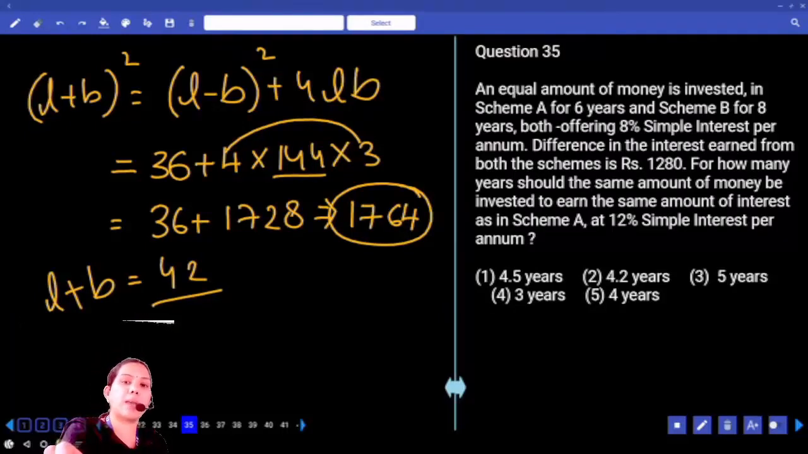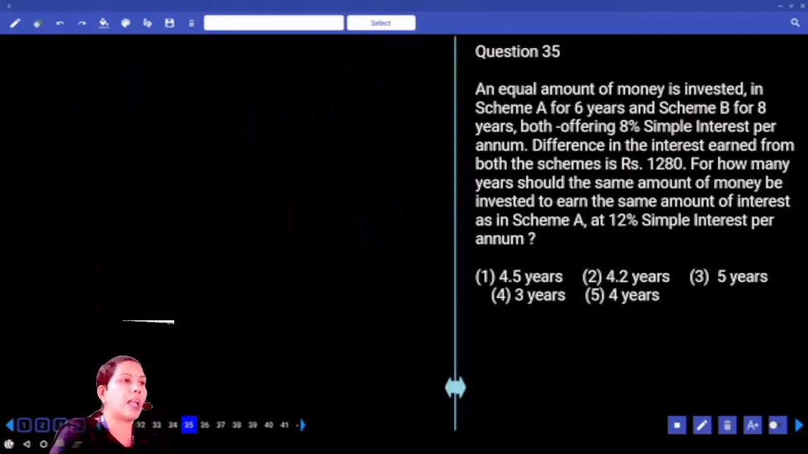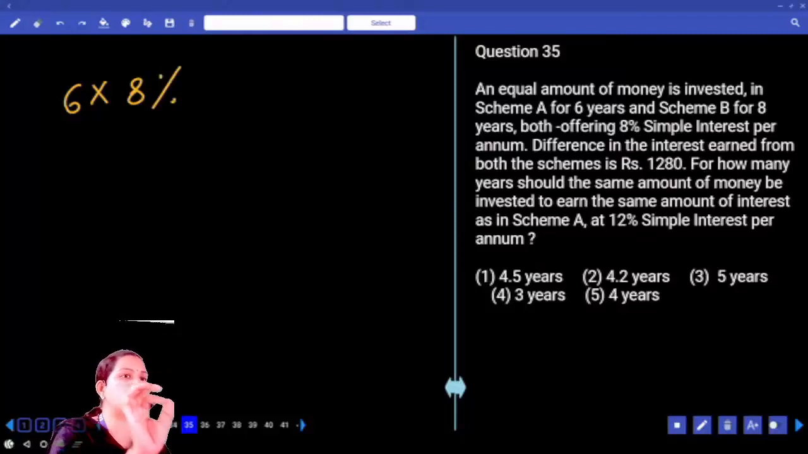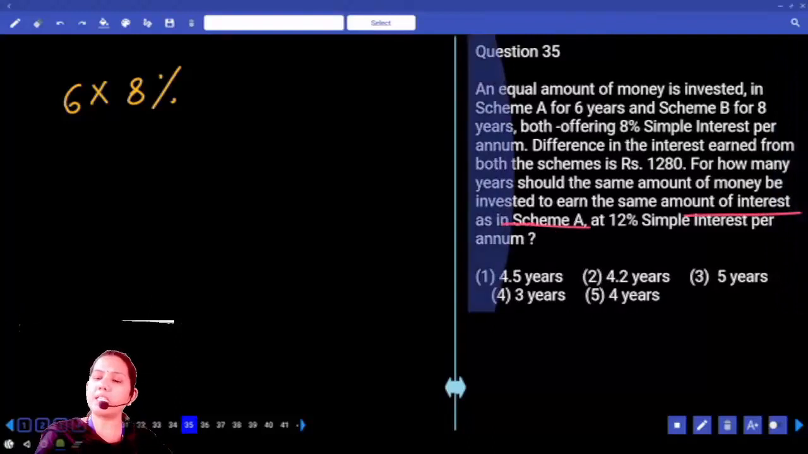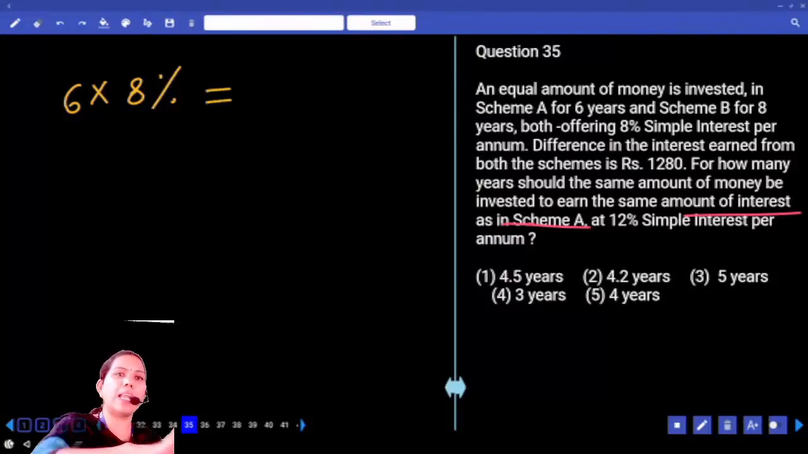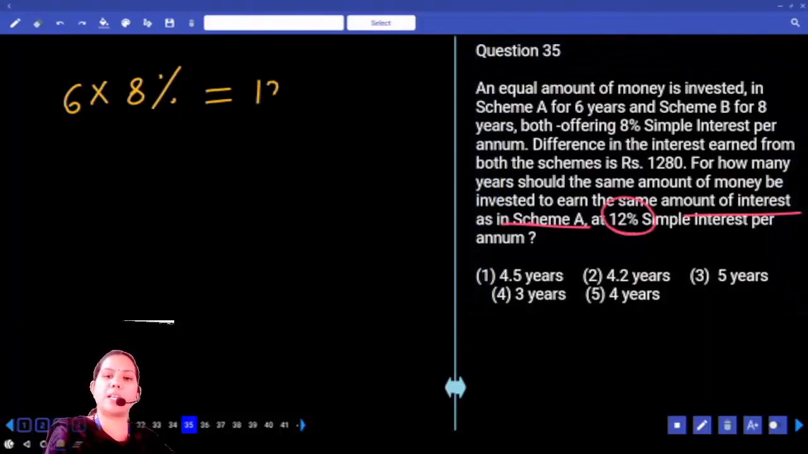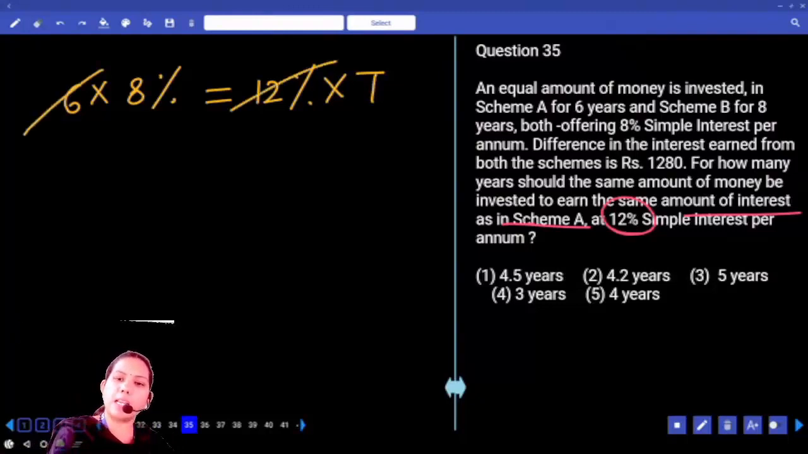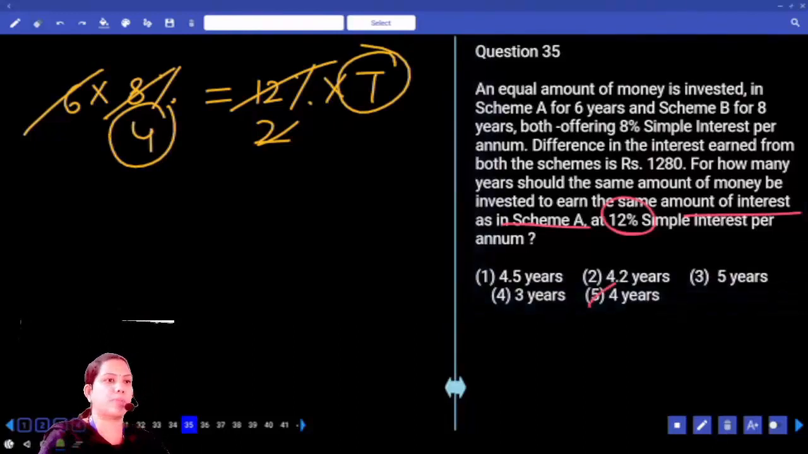Scheme A, what is scheme A? I mean, the scheme A rate of interest. And scheme A offers how many years? 6 years. And how much percentage? 8%. This is the interest received from scheme A. The condition is the same amount of interest. Interest in scheme A is 6 into 8%, and the interests must be equal. And it offers how much percentage interest? 12%. For how many years? That is the question. My assumption is it is T. 6 into 8 is 48, and 12 goes into 48 exactly 4 times. Then the number of years is 4 years, fifth option.